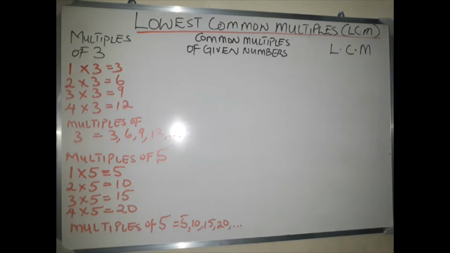So that is how you derive the multiples of a given number. Now let's go to the second thing we're looking at, which is common multiples of given numbers. The common multiples of 2 or more given numbers are the numbers that can be completely divided by each of the given numbers. Now, look at an example here.